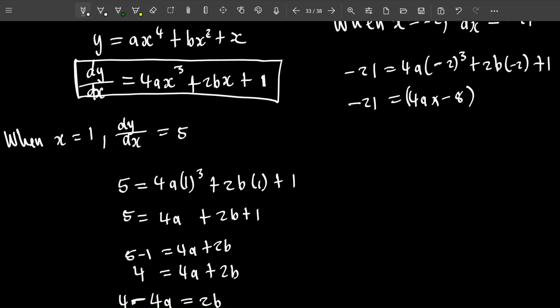We start with the numbers. 2 by negative 2, the signs are different, so your answer is negative. 2 by 2 is 4. It'll be 4b, then plus 1. Negative 21, we can take 1 to the other side. It'll be minus 1 will be equal to 4a by negative 8 is negative 32.